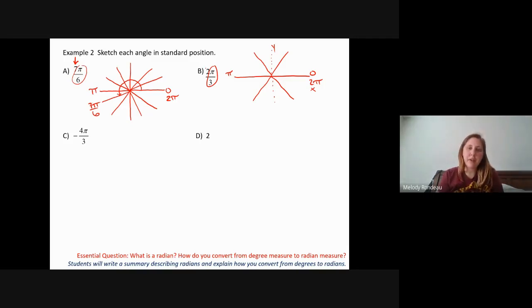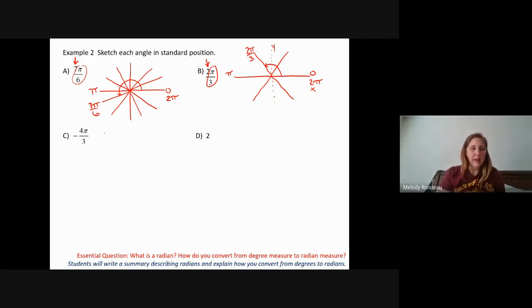So pi over 3, I want to count to the second one. So again, I'm going to go 1, 2, and I like to put the arrow. The arrow is not necessarily part of it. Make sure you do have the arc, though. That shows which angle you're talking about, and this is 2 pi over 3.